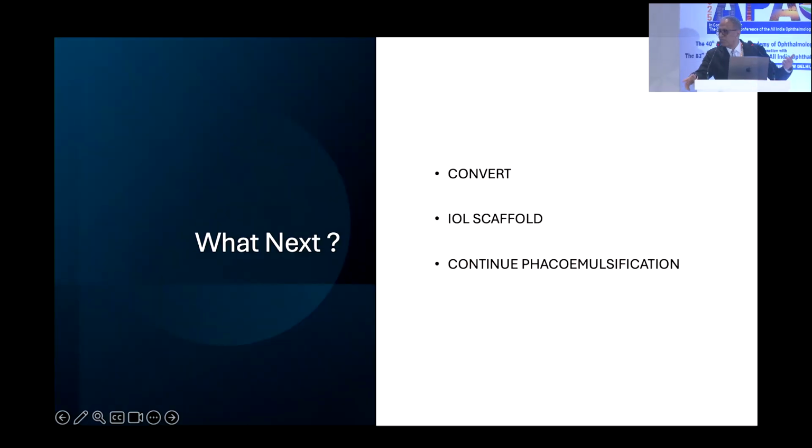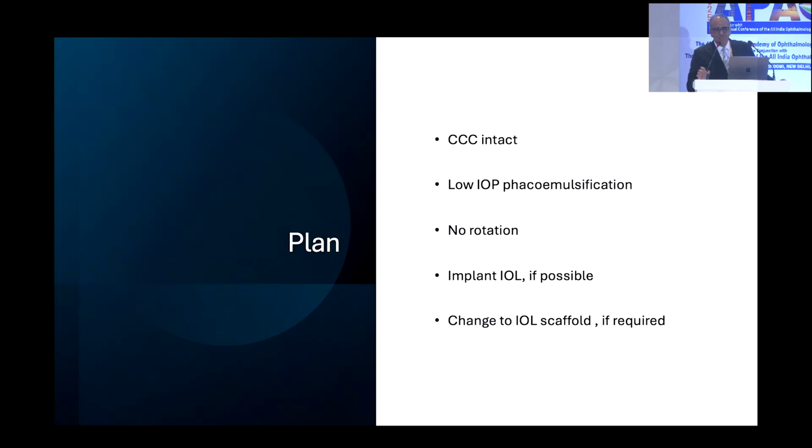Convert to IOL scaffold or continue phacoemulsification? Well, the plan for me at that point of time was that in this patient, the CCC was intact. So I thought I'll use low IOP to my advantage. I would not do any rotation because rotation should not be done in such a situation. Implant IOL if possible or change to IOL scaffold if required, as has already been told.